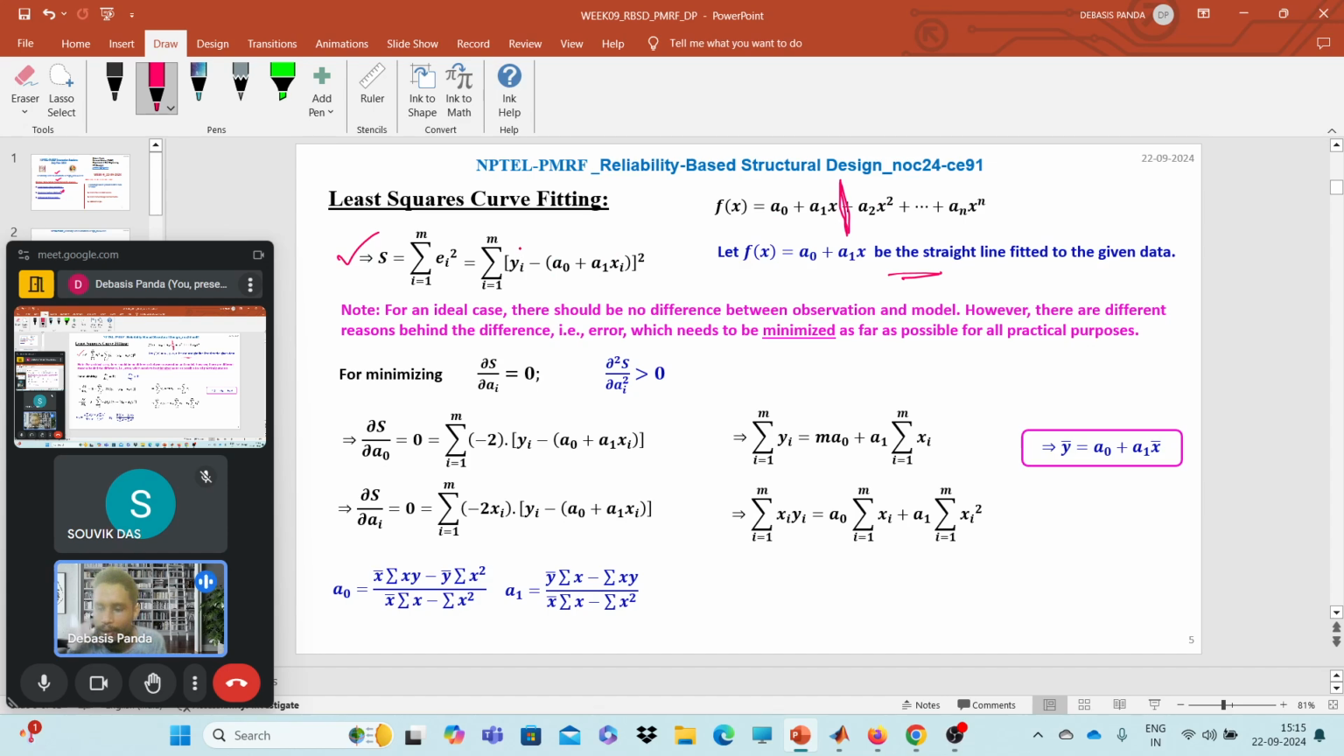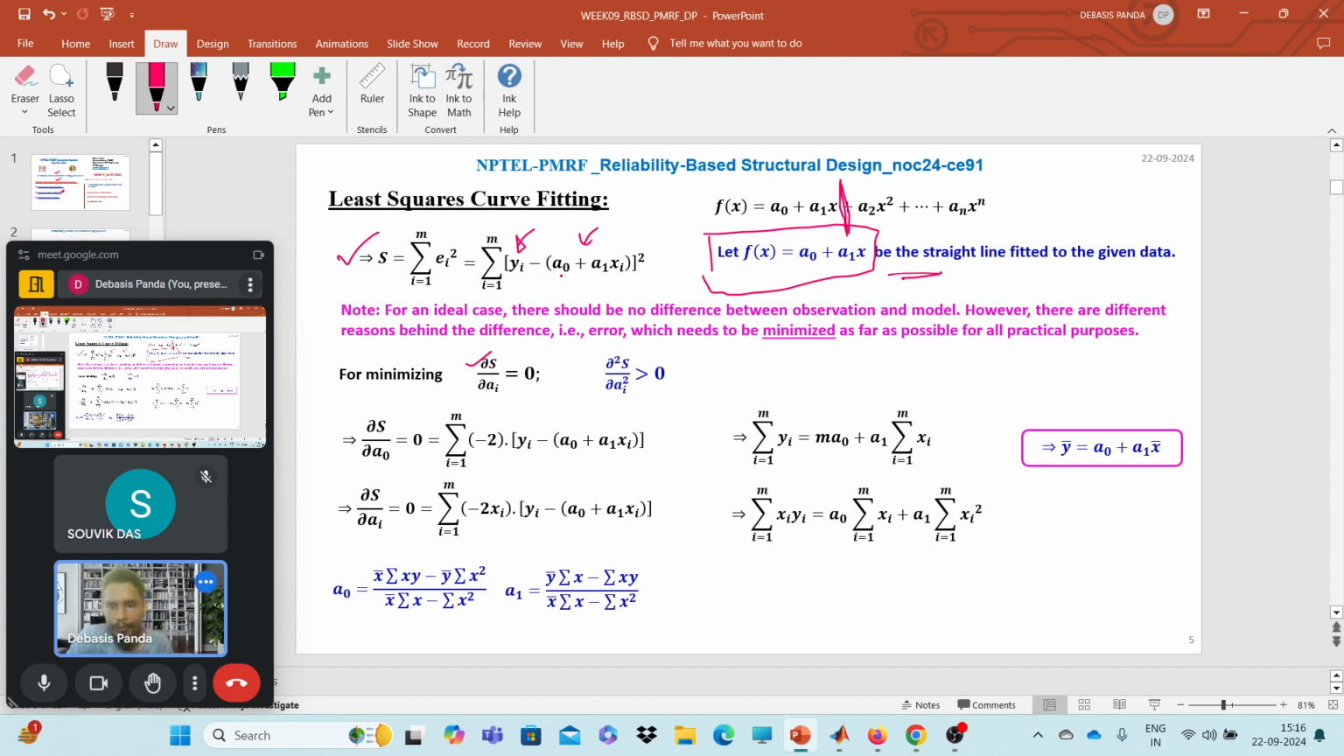Now this is the error, yi is the observed value, and this is the first order linear approximation, the straight line fit f of x equals a naught plus a1 x. The square of this is the error square, and we sum them up for these m data points. Now to get the minima, what are the criteria? First, you need to differentiate that function with respect to the basic variables and equate to 0. Also you need to check that the second order derivative should be greater than 0.